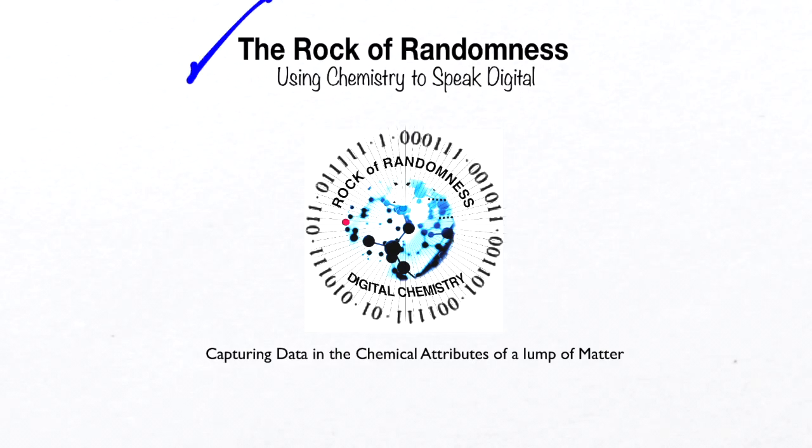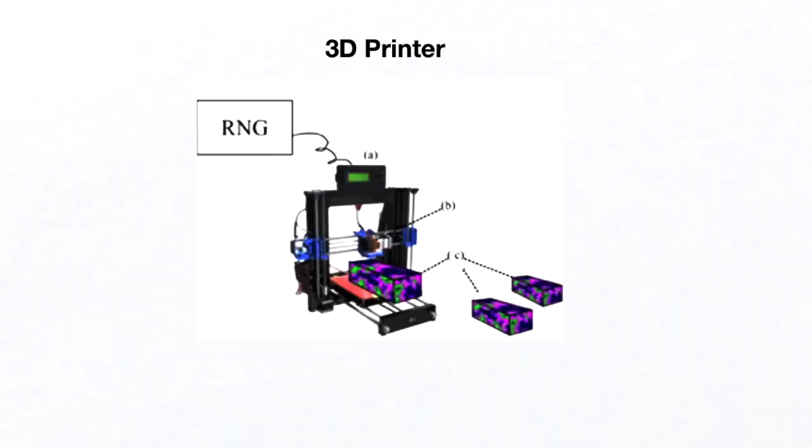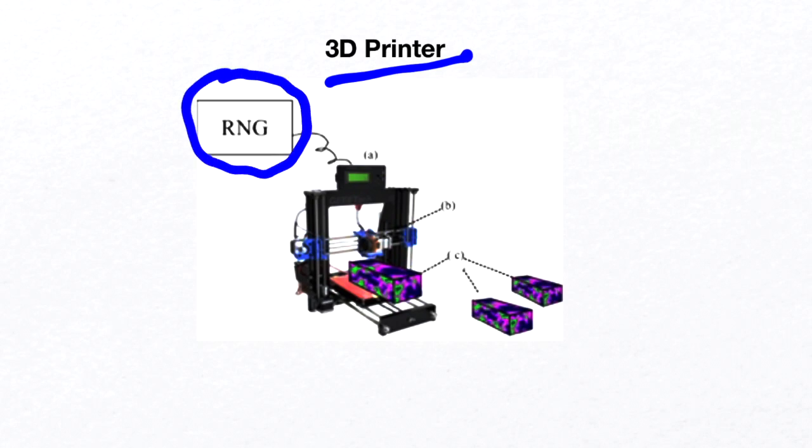The rock of randomness, using chemistry to speak digital, capturing data in the chemical attributes of a lump of matter, using a 3D printer with a random input in order to build rocks that are assembled from various ingredients.